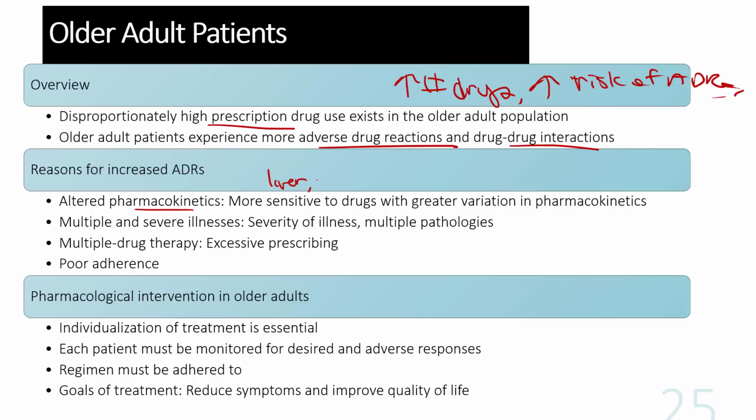So basically the liver and the kidney, in terms of blood flow and the mass, the size of the kidney, the size of the liver, decline in older adults. They tend to have multiple illnesses and illnesses that are more severe than, say, would affect a younger adult. And also poor compliance, right? So again, pharmacological intervention in older adults, because of all these, you need individualization of treatments, close monitoring of therapeutic and toxic effects. You need to ensure that the drug regimen is being stuck to. So again, checking in with support systems and what have you. And again, the goal of the treatment is not necessarily to treat the condition, but to reduce the symptoms in order for their quality of life to be improved.